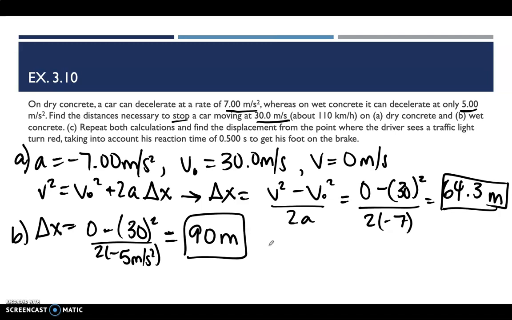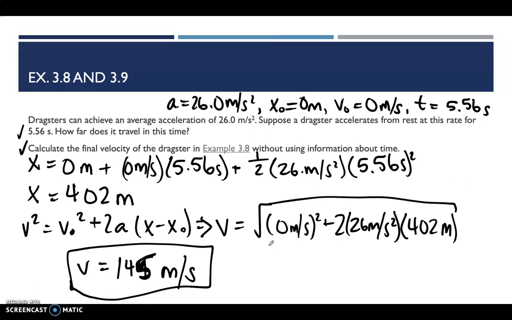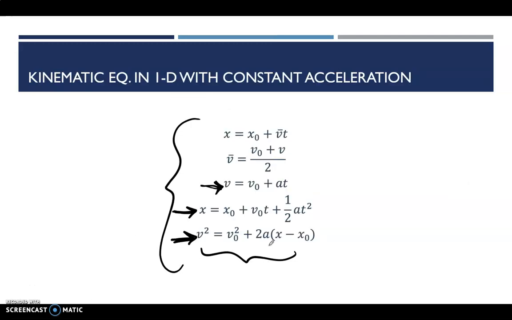All right. So now it states for part C to repeat both these calculations and find the displacement from the point where the driver sees a traffic light turn red, taking into account his reaction time of 0.5 seconds to get his foot on the brake. So now we want to find the distances necessary when he has to react to the traffic light. So we want to take into account time.